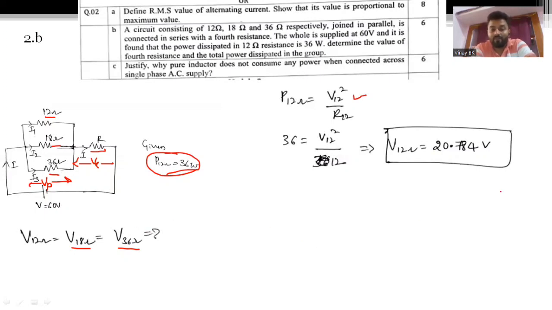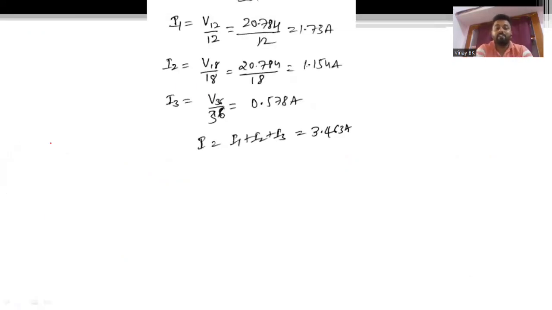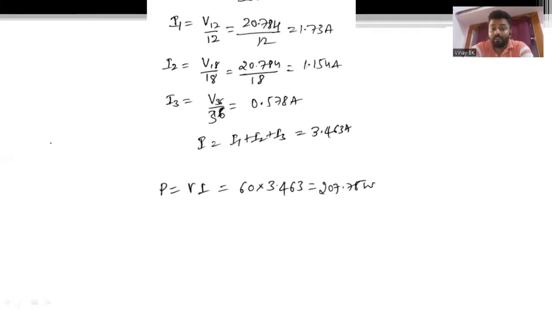So I'll get the value of V12, which is the same as V18 and V36 because of parallel. Once after getting the value of V12, that is 20.784 volts, I calculate I1, given by V12 by 12. Similarly, I2 is given by V18, that is 20.784 by 18. Similarly, you can get the value of I3, then you'll get the value of total current I. Now what is the total voltage? 60. What is the total current? 3.46. Directly you'll get the power now, the power dissipated in the group. Total power is given by V into I, that is nothing but 207.78.